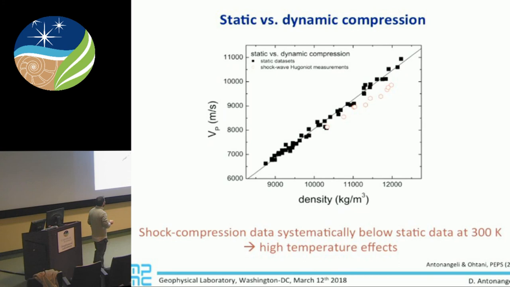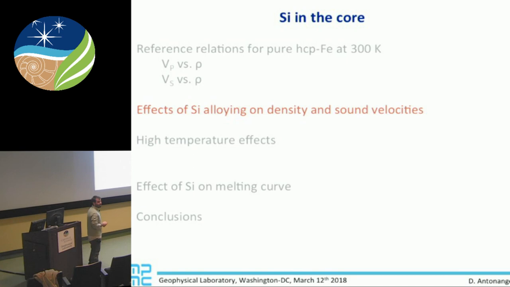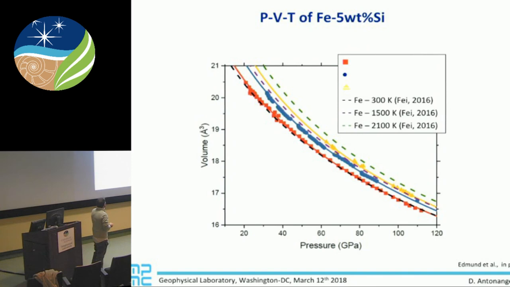Another thing I'd like to stress is that once you look at shock waves along the Hugoniot, this red open symbol compared with the static compression technique here in black, you see that there is a systematic offset increasing with pressure, because this is along the Hugoniot. So my interpretation is that this is an indication of a high temperature effect. We will come to that later in the talk. But first, I would like to start addressing the effect of silicon alloy.